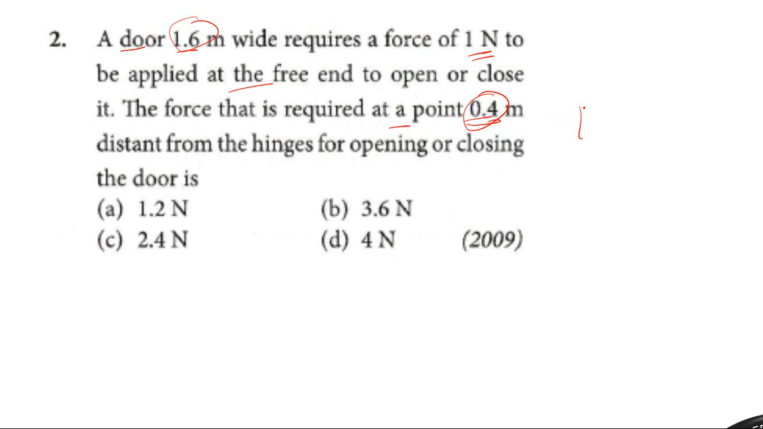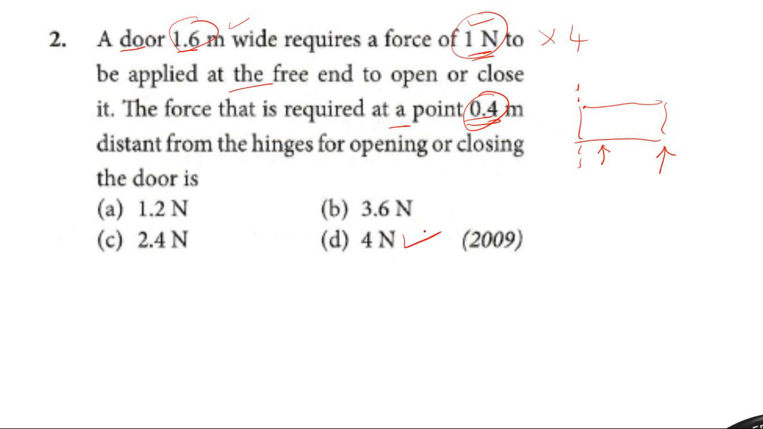Something like you got a door, and this has to be opened about this axis. If you apply the force at a greater distance, you require a smaller force. That's why at 1.6 meter you require a smaller force, 1 Newton. If you come 1/4 closer, you will require 4 times this force, 4 times 1. That is 4 Newton. 4 Newton is the answer.